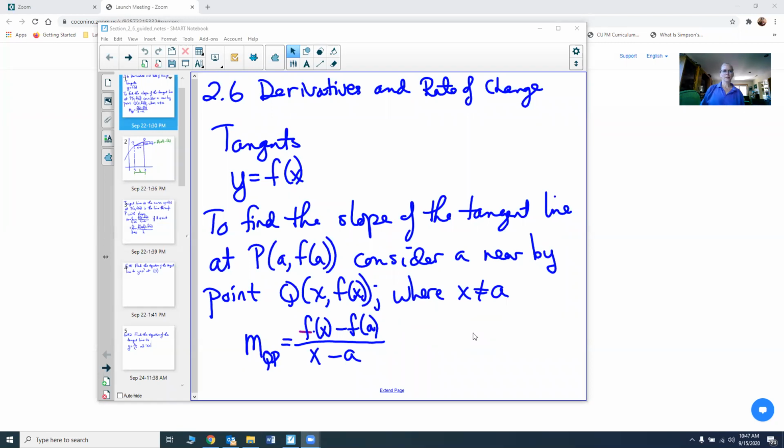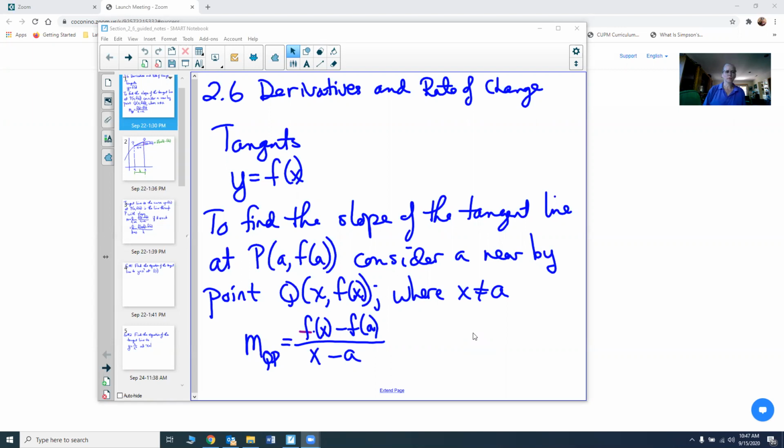This section is on the derivative and rates of change. So remember, we're going to be talking about tangents. A tangent to a curve, let's say y equals f of x. We want to find the slope of the tangent line at some point. To do this, we're going to consider a point nearby.